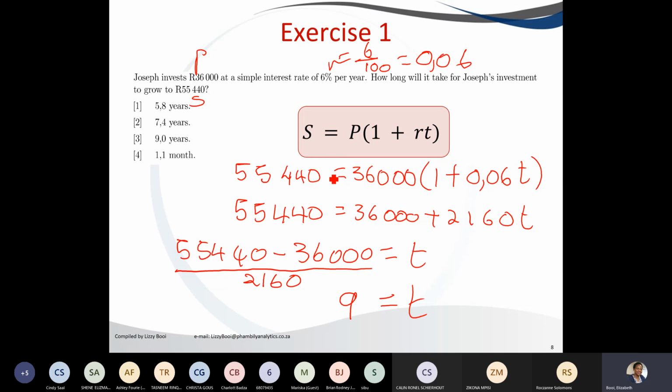So how did we get 2,160? We say 36,000 multiply, because we need to remove what is inside the bracket. So it's 36,000 multiplied by 1 gives us 36,000. 36,000 multiplied by 0.06 will give you 2,160.